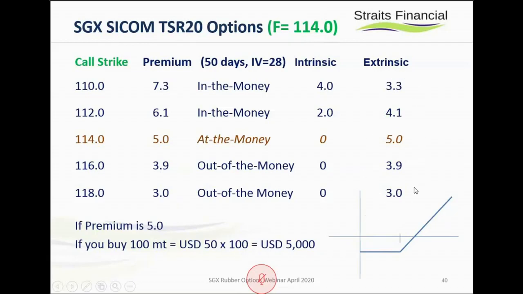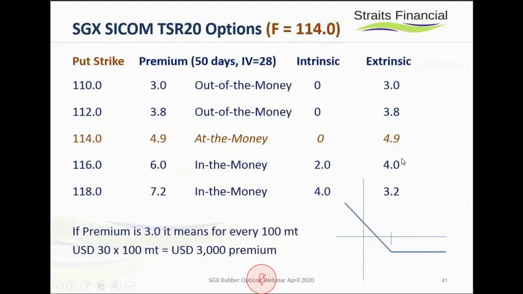I have one question here: which of the strike prices has the highest extrinsic value? Extrinsic value is actually the time value. And it's very obvious that 5.0 is higher than the rest here. So the at the money option actually has the highest time value, or extrinsic value. All right. Let's look at the put option now.